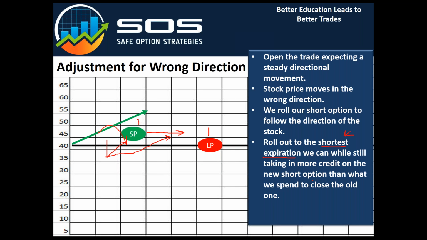What is the number one rule of rolling short options? Always try to get as much or more credit on the new short option as what you are paying to close the old short option.